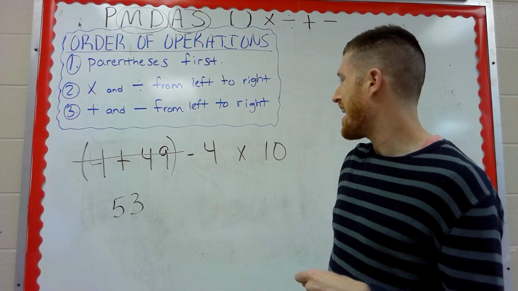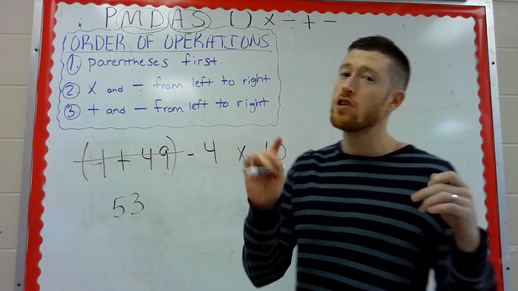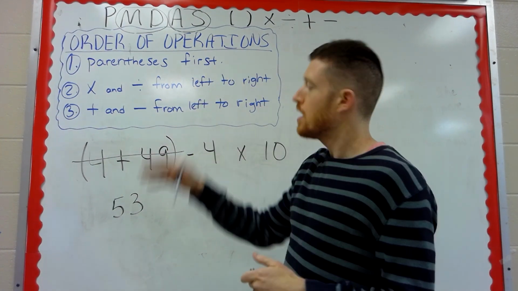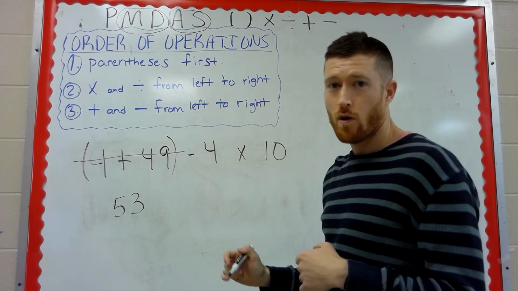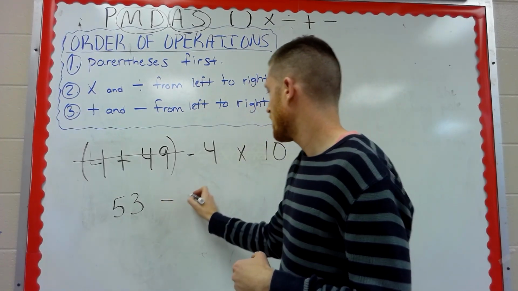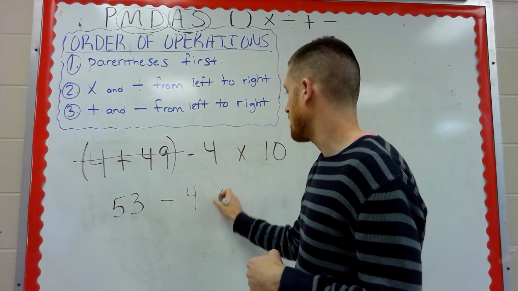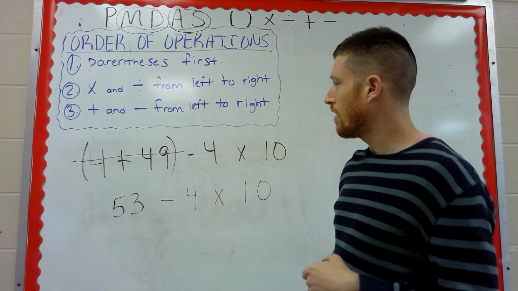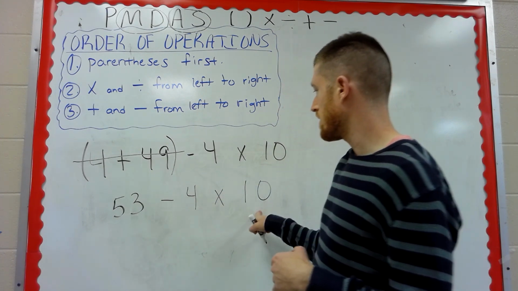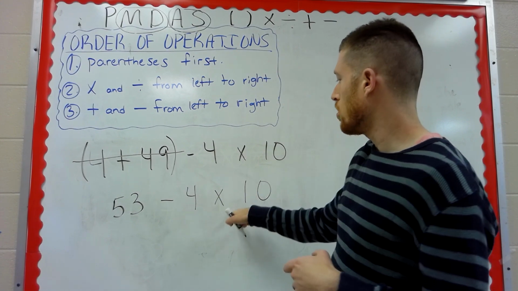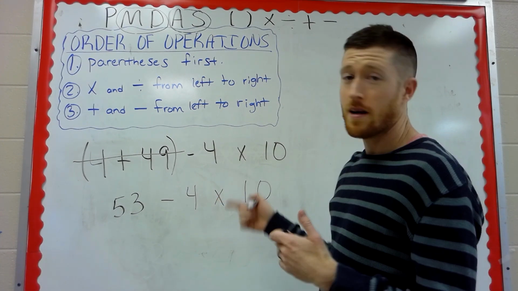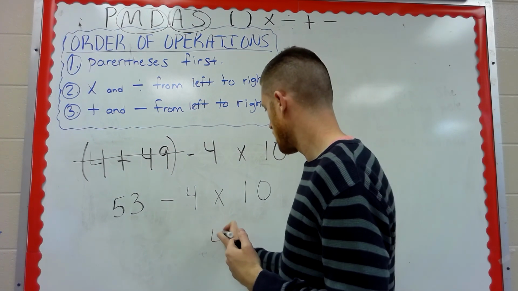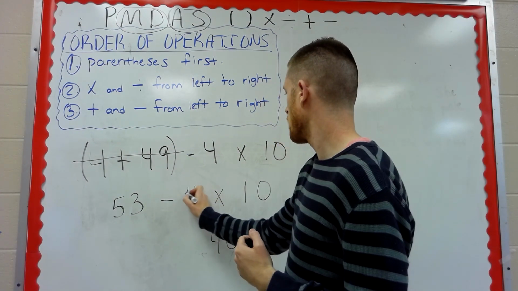Let's move to step 2. Multiply and divide from left to right. Now what you have to do, there is kind of a hidden step here. You want to copy down the rest of your expression right underneath where you were, what was left. So minus 4 times 10. That's what we have left, is 53 minus 4 times 10. So now we're going to multiply the 4 times 10. And 4 times 10 we know is 40. Okay, we're going to mark it out.